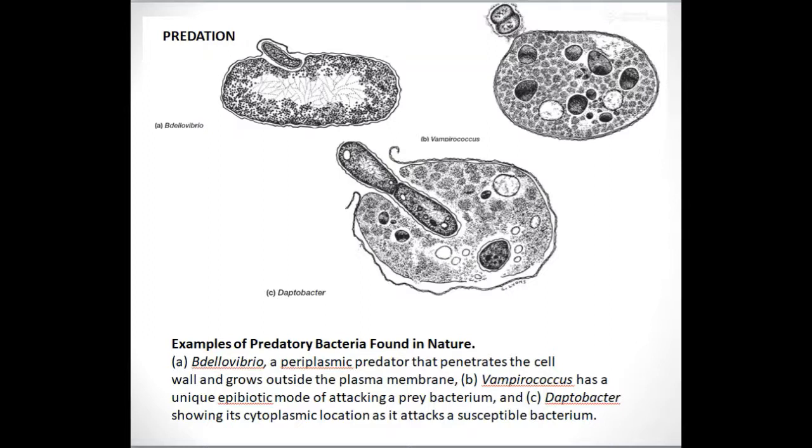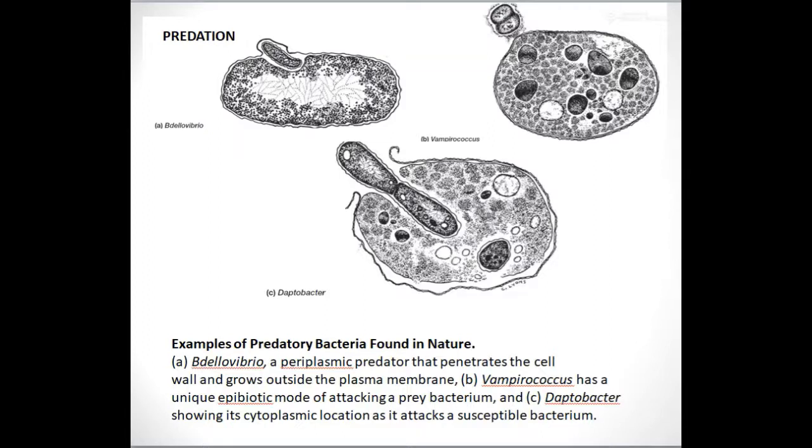Now, coming to the microbial world, they also have similar types of predatory interactions in which microbes will feed on other microbes. The most important example of that is Bdellovibrio. We also have various other organisms such as Vampirococcus as well as Daptobacter. These are all examples of predatory bacteria which have been found in nature. Bdellovibrio is a periplasmic predator which will penetrate the cell wall and grow outside the plasma membrane.